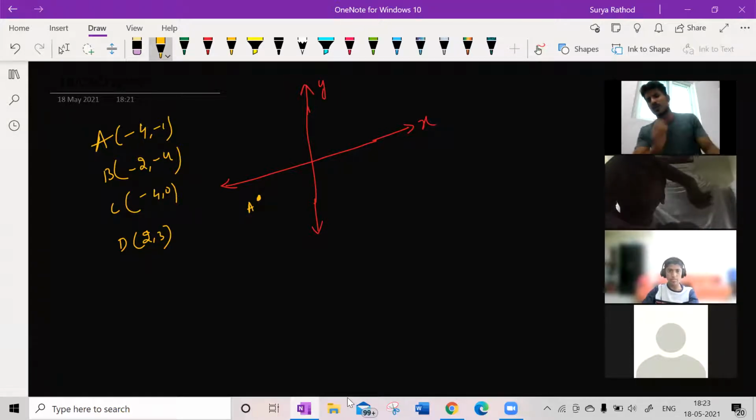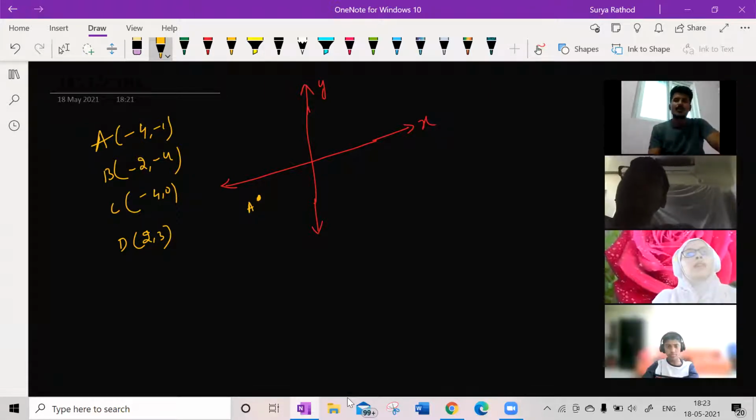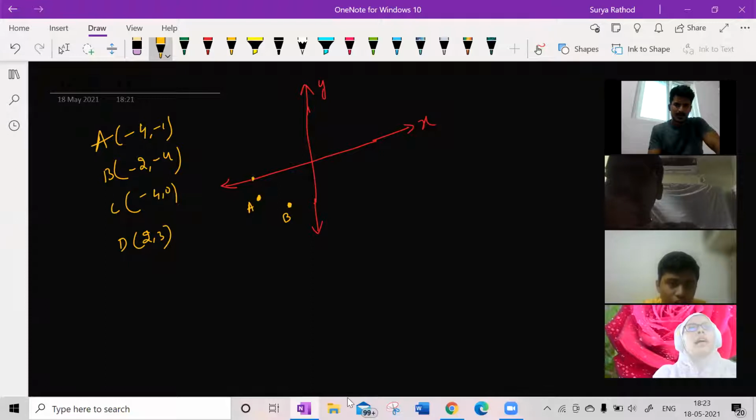What is point B? (-2, -4), it will be here, 2 down of A. Clear? Then (-4, 0), where is it going to be? On the X axis, above A.